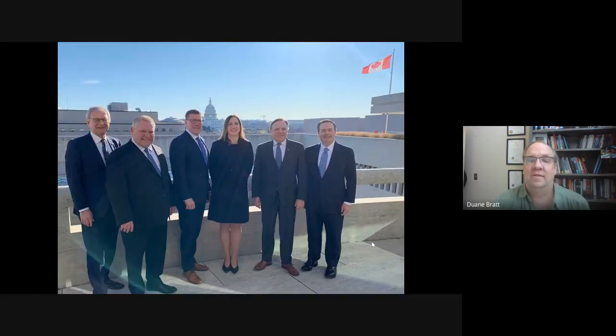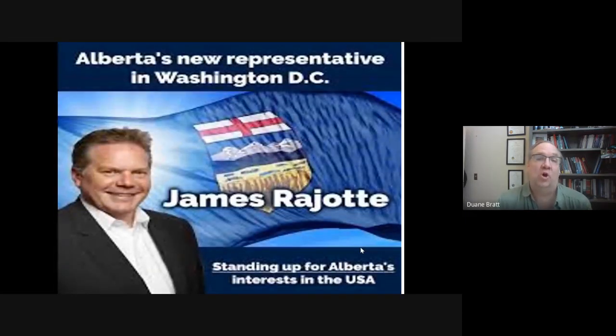More recently, this is a picture of current Premier Jason Kenney with a handful of other premiers, Scott Moe of Saskatchewan, Doug Ford of Ontario, meeting in Washington to help promote Canadian trade. And this is our current representative in Washington. James Rajotte is a former Conservative MP, closely associated with Jason Kenney. So again, that reflects the political interests as much as the bureaucratic interests that our trade offices have.